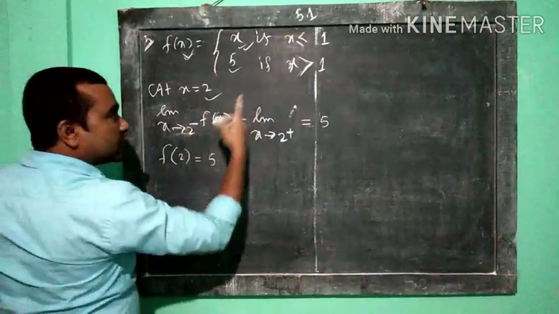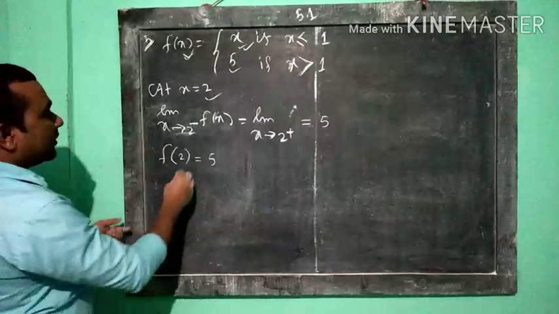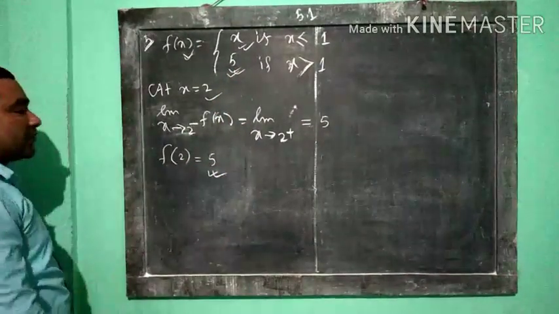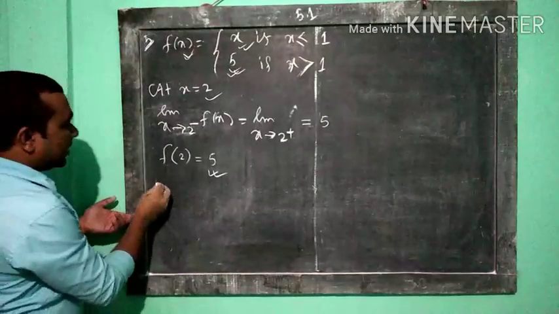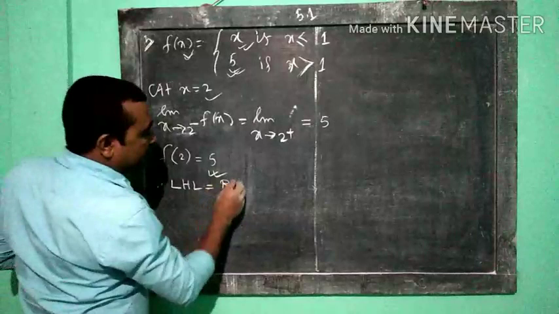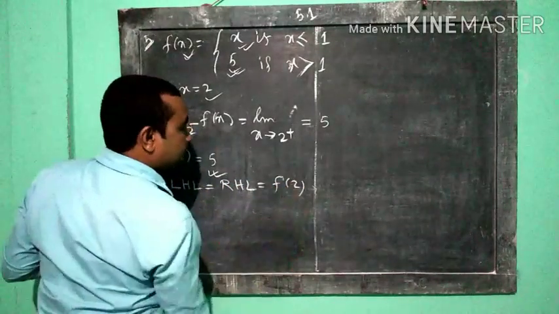If the value of x is more than 1, then the value is 5. So f of 2 will be 5. So here, what we have is, therefore, left hand limit equal to right hand limit equal to f of 2.